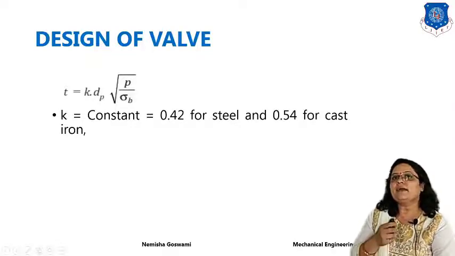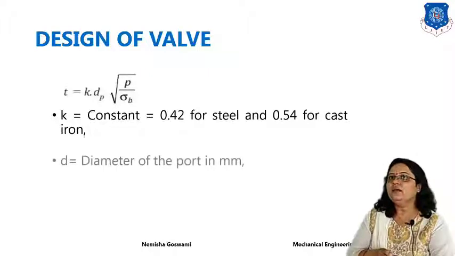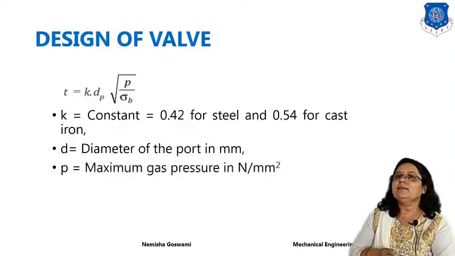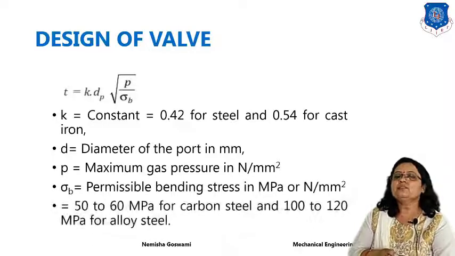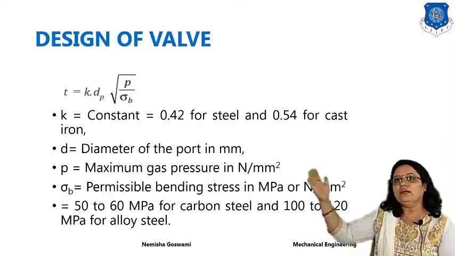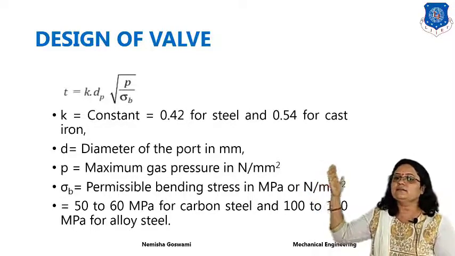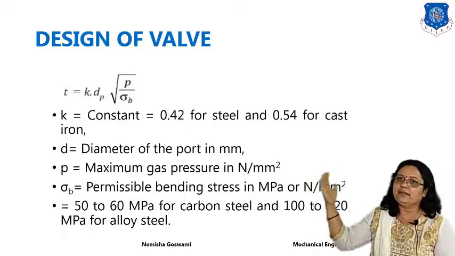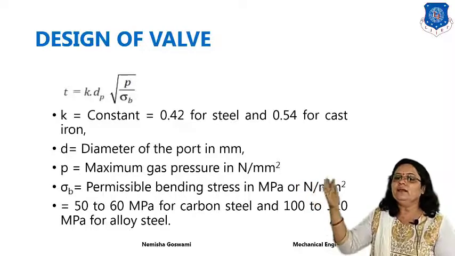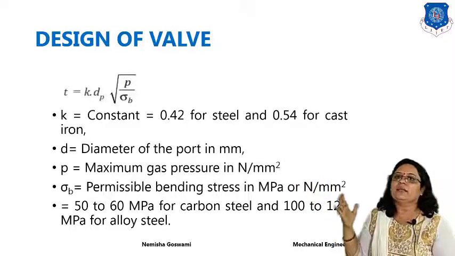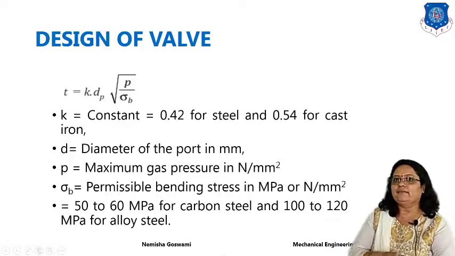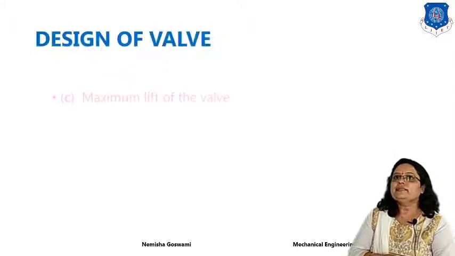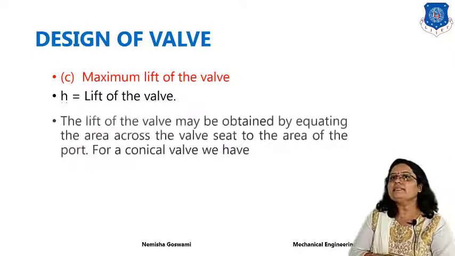P is your maximum gas pressure, sigma_b is your allowable bending stress, and d_P is the diameter of the port. Stresses are always considered in megapascal. Its value for carbon steel is 50 to 60 megapascal and 100 to 120 megapascal for alloy steel. These are the constant values you can take. Next, you have to find the maximum lift of the valve.